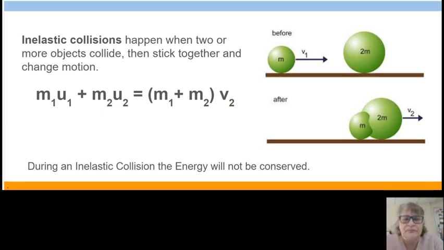So the before is you have a mass. It doesn't matter what size mass. It could be small. It could be large. And it has a velocity, so therefore it has momentum. And then you have a second mass. Could be big, could be small, could be the same size as the other one, also having a velocity. And then one is going to hit the other or vice versa. And then after, the two of them stick together, right?